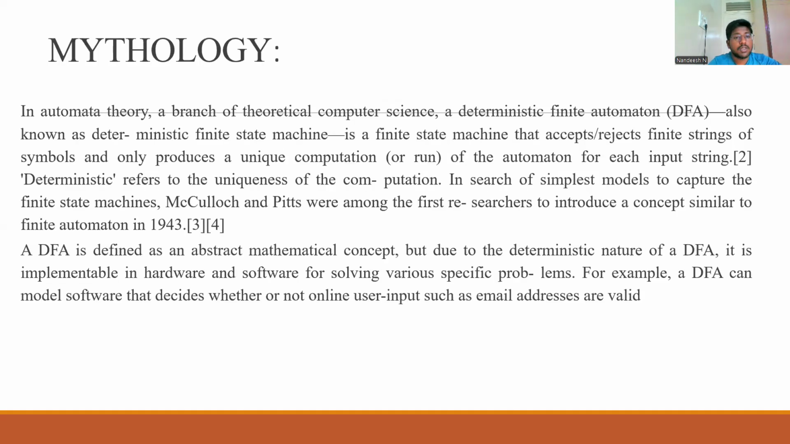Methodology. In automata theory, a branch of theoretical computer science, a deterministic finite automaton, DFA, also known as a deterministic finite state machine, is a finite state machine that accepts or rejects finite strings of symbols and only produces a unique computation of the automaton for each input string. Deterministic refers to the uniqueness of the computation. It is one of the simplest models to capture finite state machines. Among the first researchers to introduce a concept similar to finite automaton was in 1943.